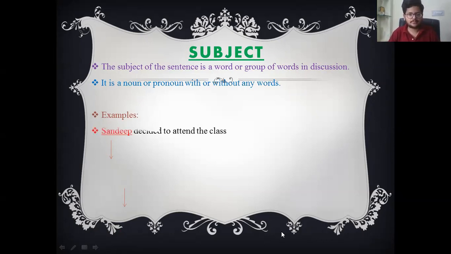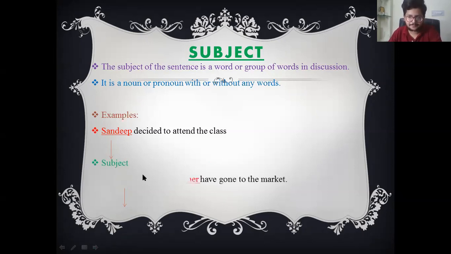Number 1. Sandeep decided to attend the class. So the entire sentence is talking about whom? The entire sentence is talking about Sandeep. Okay. So Sandeep will be the subject in the sentence. Sandeep is a part of the sentence, and which part is it? It is the subject, because the entire sentence is talking about Sandeep.